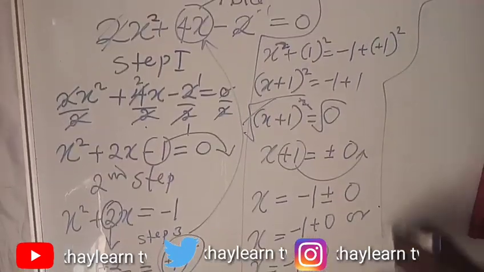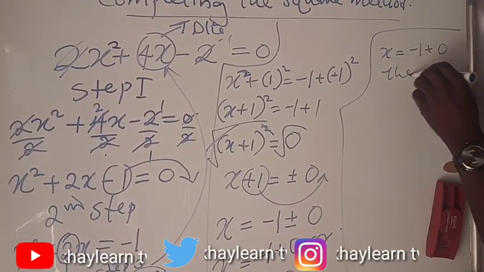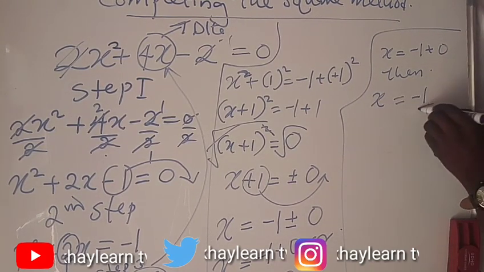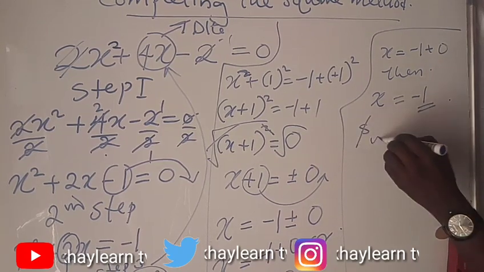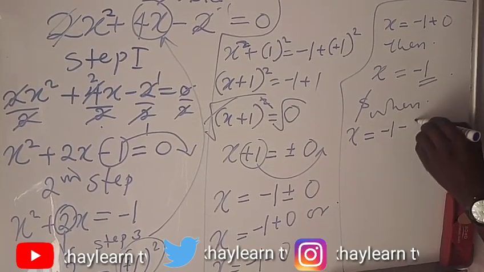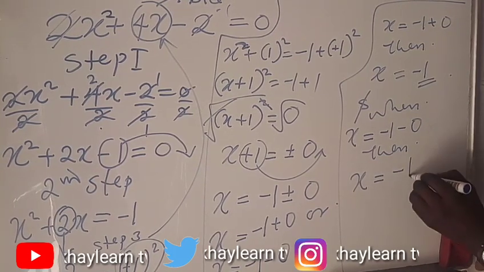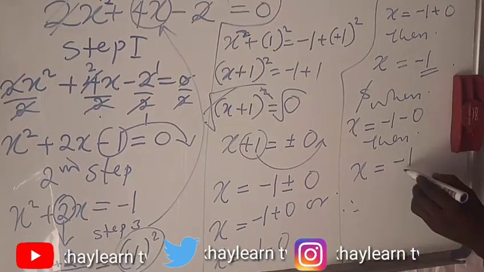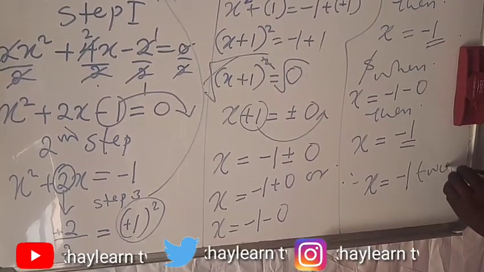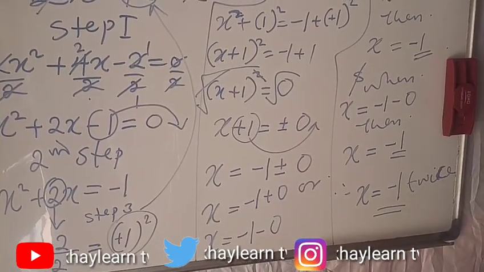In the first case, when x equals negative 1 plus 0, then x is only negative 1. And when x equals negative 1 minus 0, then x is the same thing, negative 1. Therefore, x will be negative 1 twice. These are the values of x. Simple.